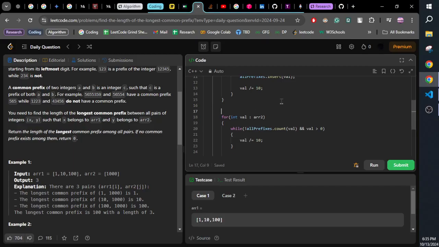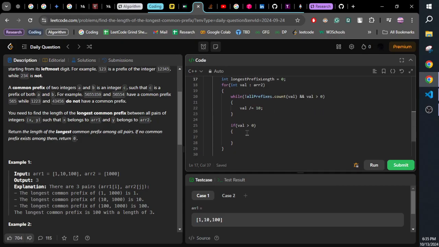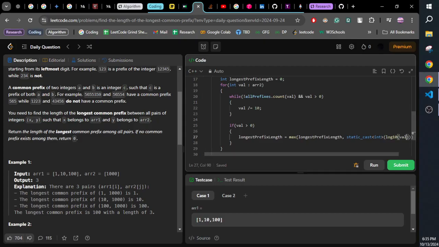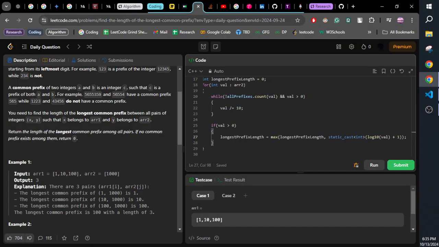But before that, what we need to do is track the longest prefix length. Initially it is set as 0, then we can set the longest prefix length as the maximum of the previous prefix length. And now to identify the size of the value, we can do something like this: static cast to integer, and then log base 10 of that value plus 1. You can do simply this piece of code.